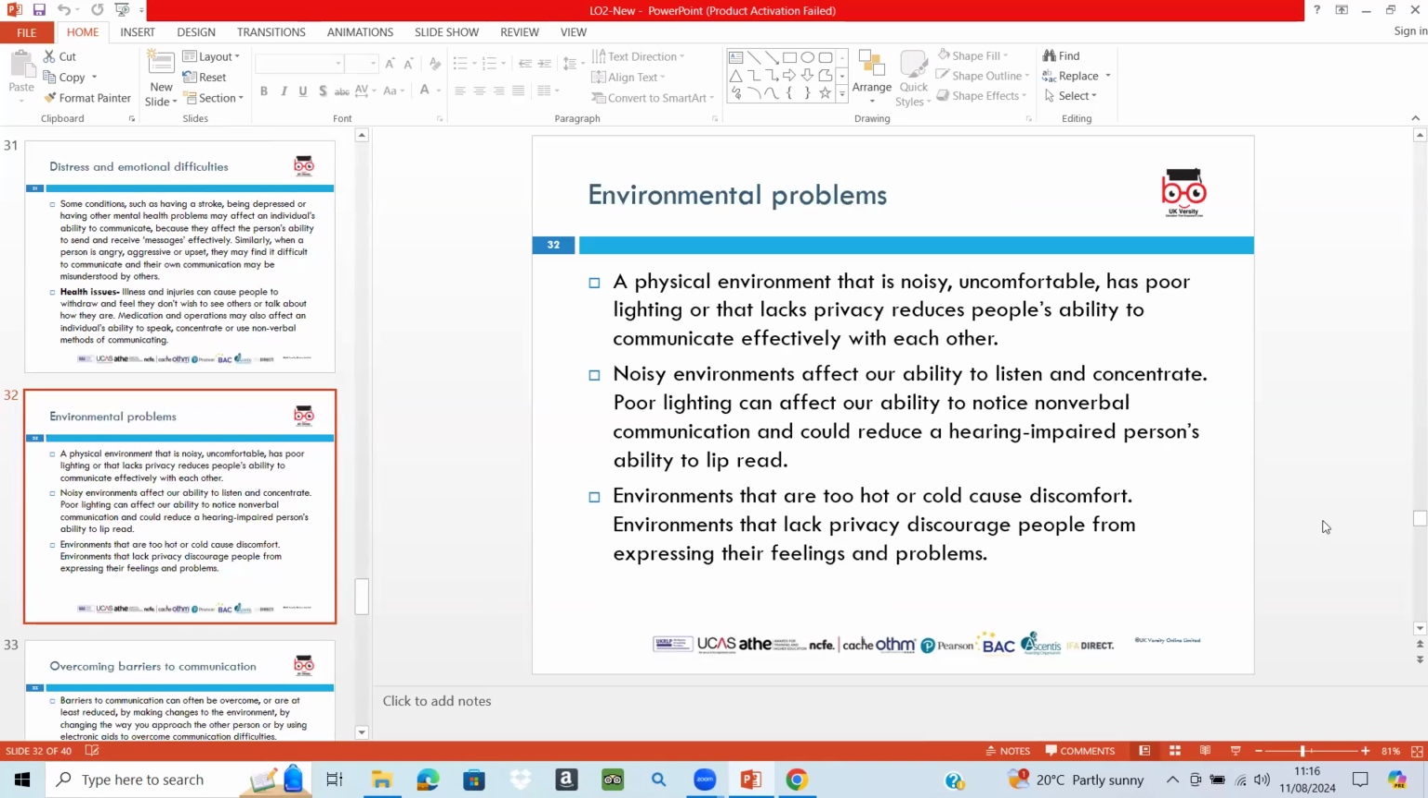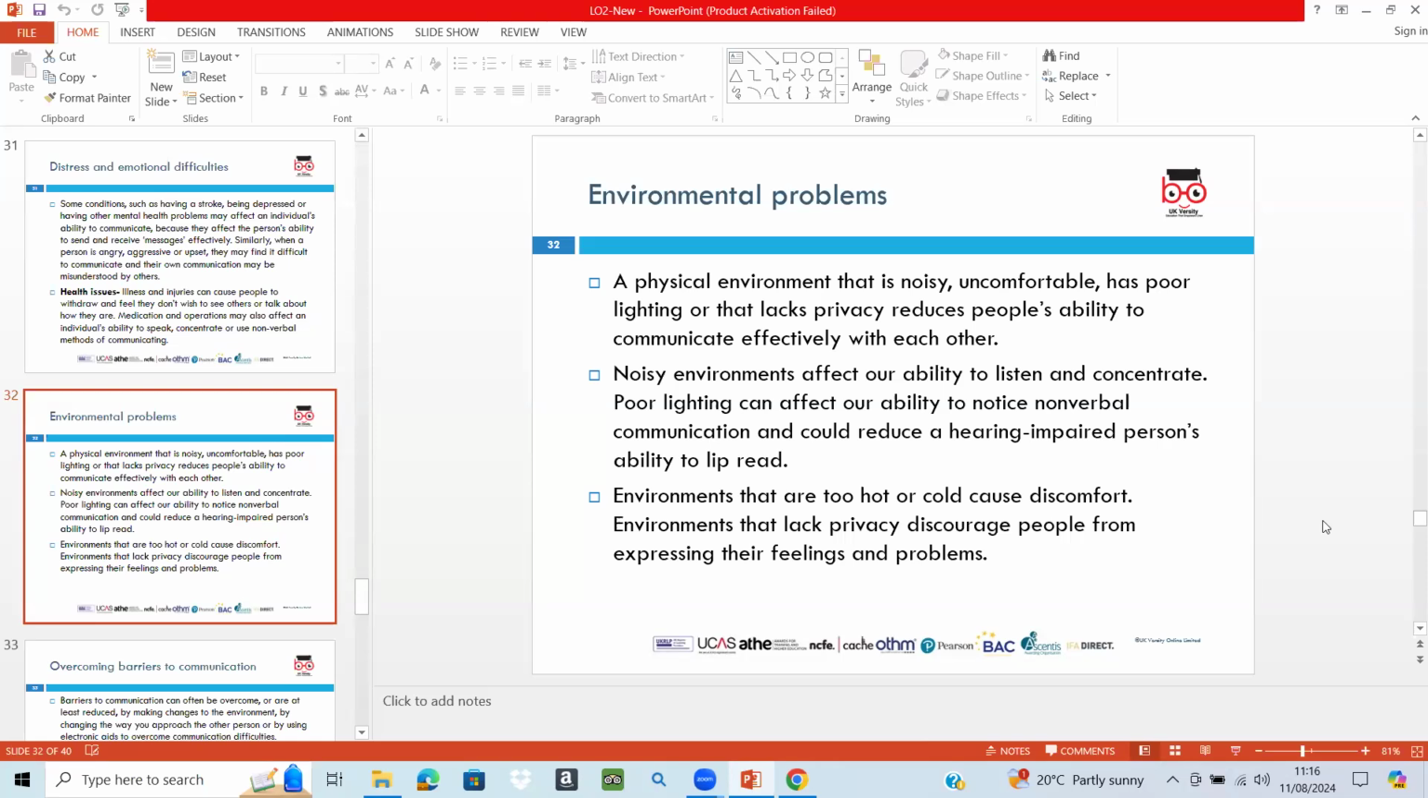Right. So here we have to discuss environmental problems. We can say that a physical environment can also impact communication. So we have a noisy or uncomfortable environment. Noise, poor lighting or uncomfortable temperature can make it difficult for service users and healthcare providers to communicate effectively.